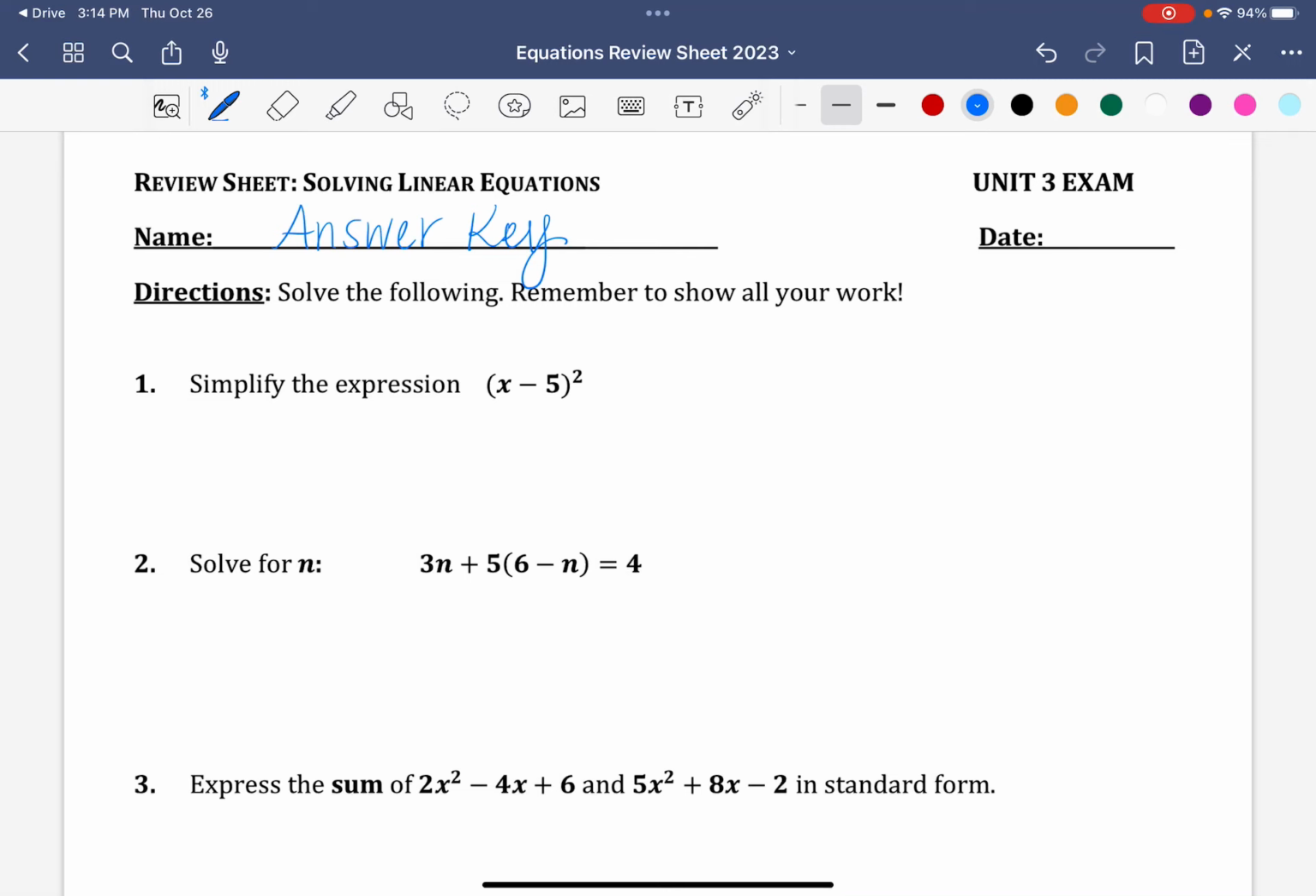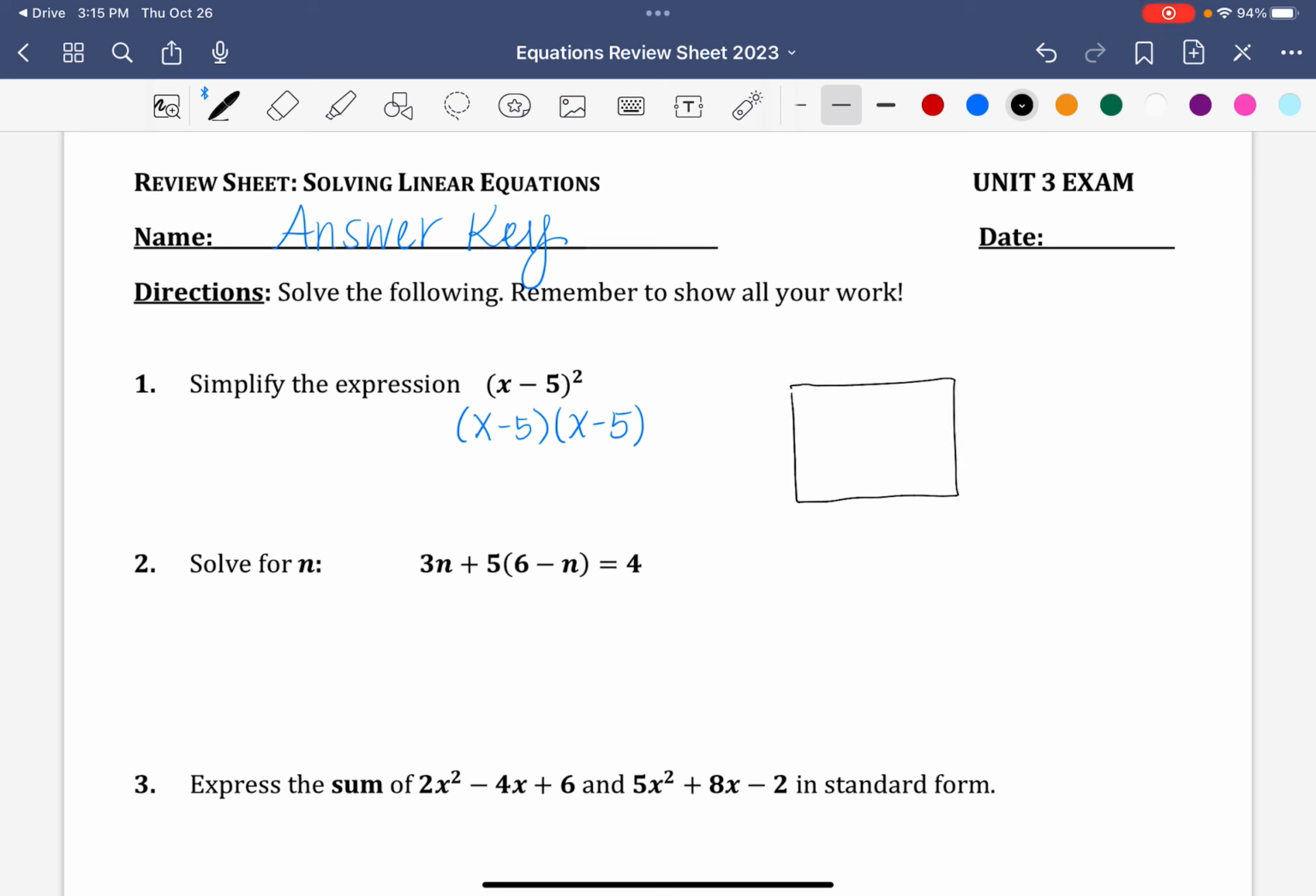Hi everybody, I'm going to go through the review sheet for the equations test. Question number 1 says simplify the expression, and it says x minus 5 and that quantity is squared. Now what it means to square something is to multiply by itself. So we really want to multiply x minus 5 times x minus 5. And when we multiply polynomials together, we use the box method.